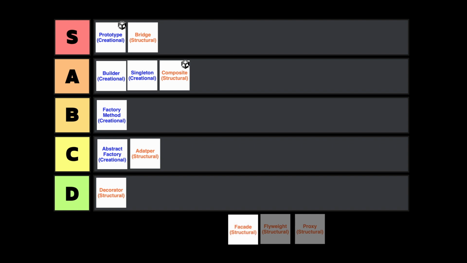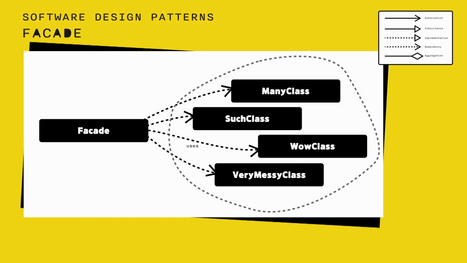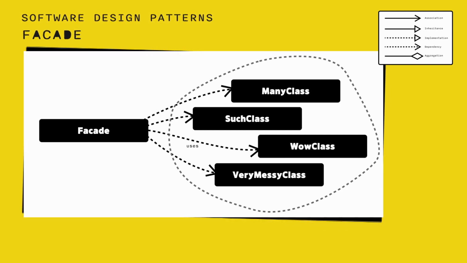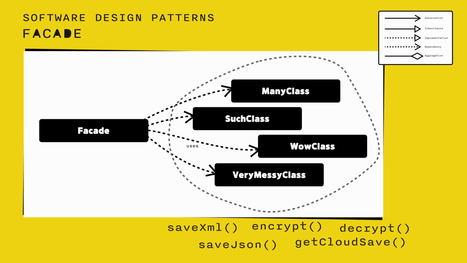This one is very simple and very useful. You basically hide a complex system behind a nice and simplified interface. That's your facade. There's nothing fancy about it. Let's take a save system. Saving can be really complex and you might have a lot of things to save.